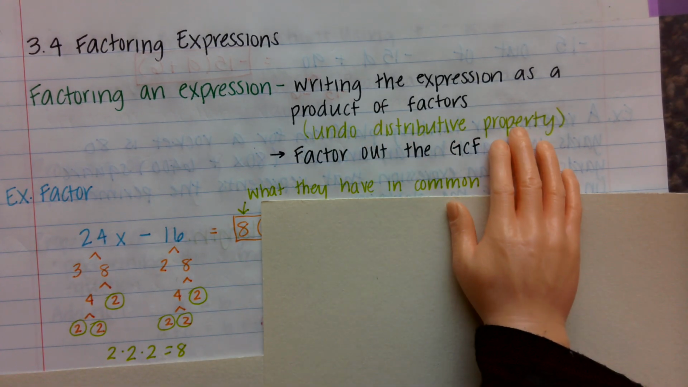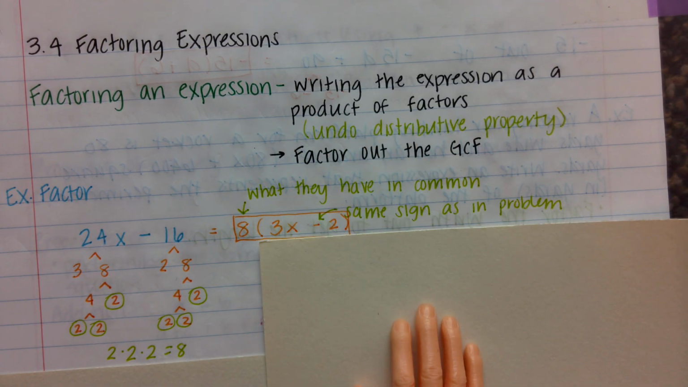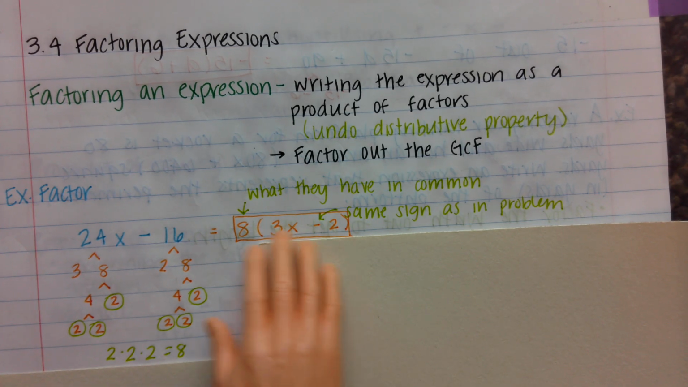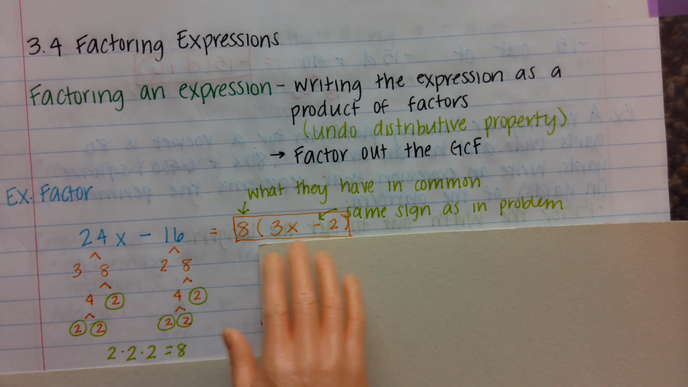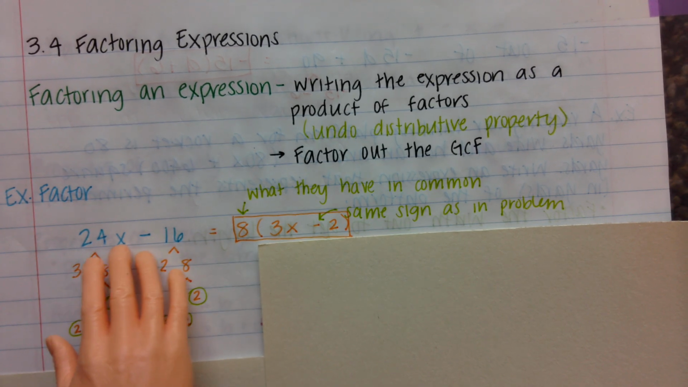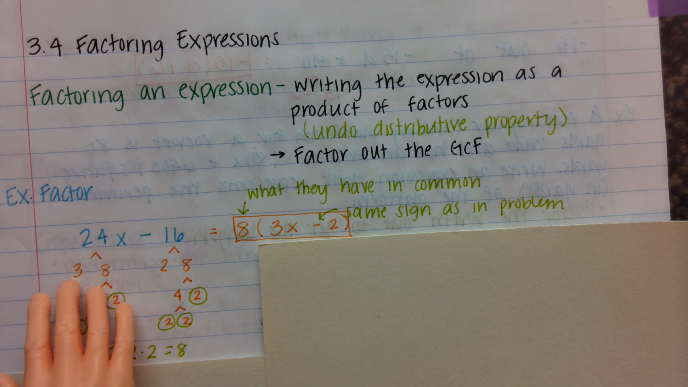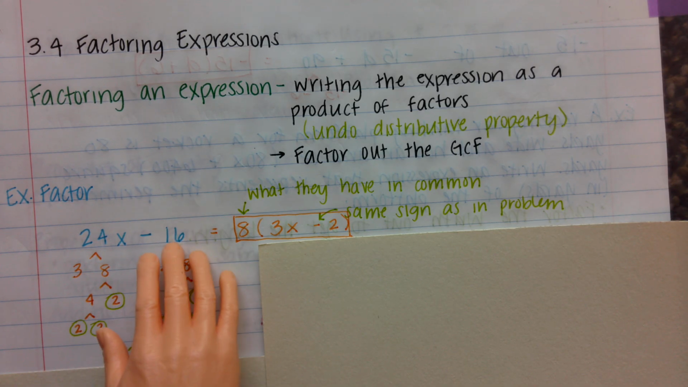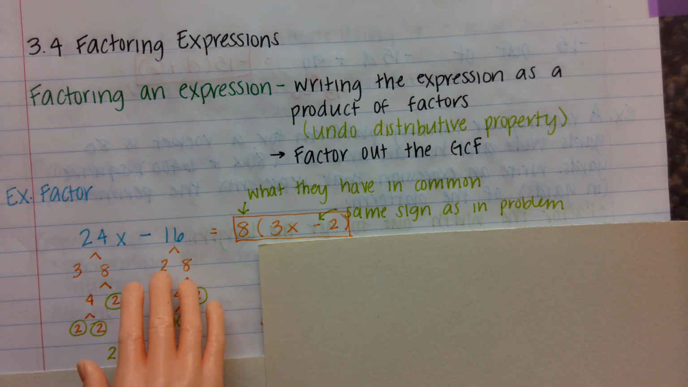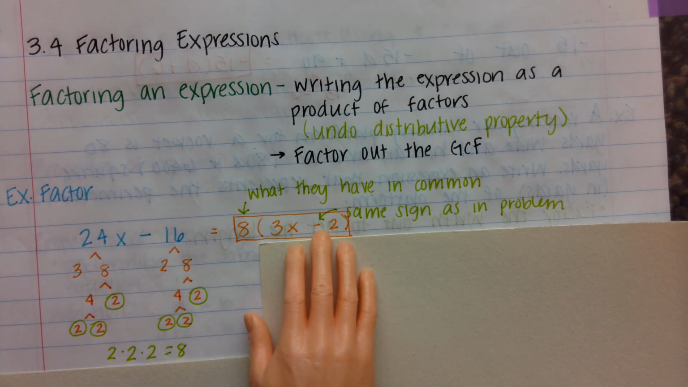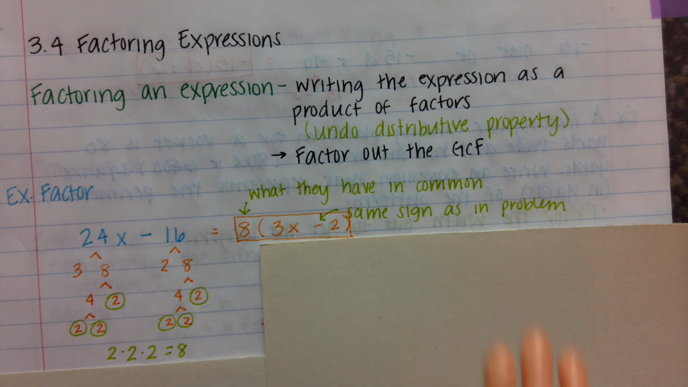because we are undoing the distributive property, and then on the inside of parentheses are going to be the leftovers from each number. So the leftovers from 24x, if I take out an 8, are 3 and x. The leftovers from 16, if I take out 8 and a 2, are 2. It was subtracting originally, so it's going to be subtracting in my answer.